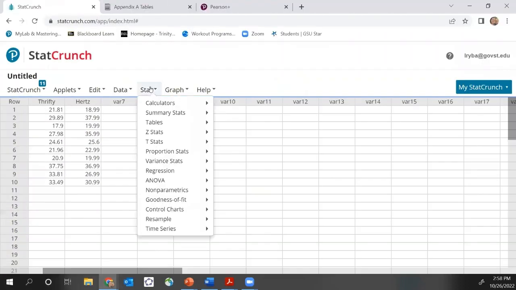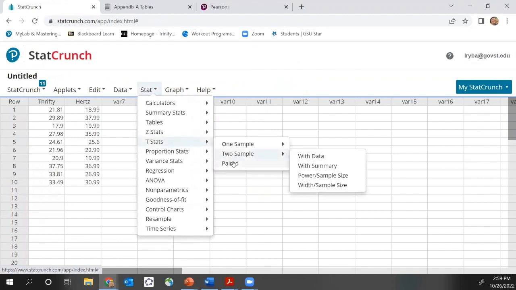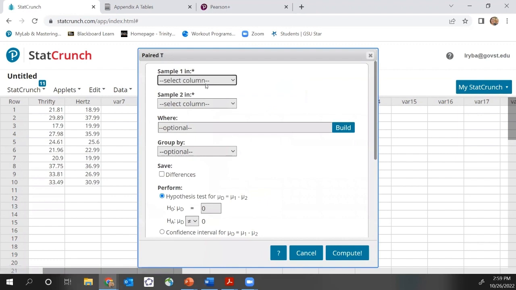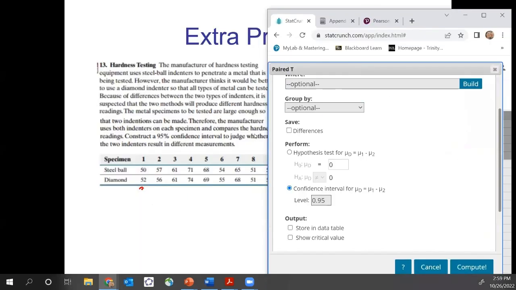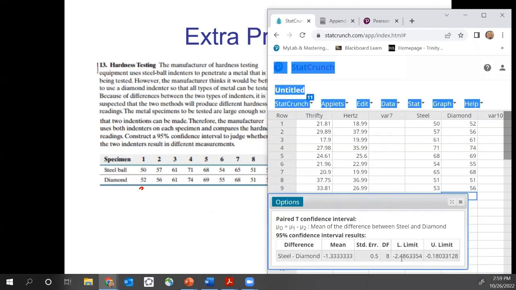Everything is paired. So small sample with means, t-stats. We are going paired. We are comparing steel to diamond, and we want a confidence interval that is 95%. Click compute. And here are our limits: negative 2.48, negative 0.18.